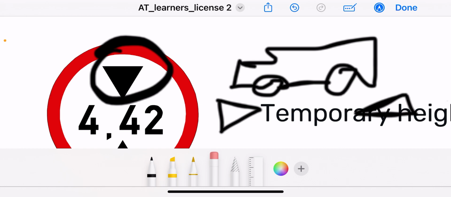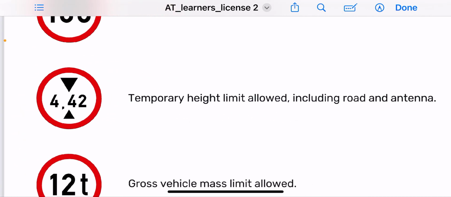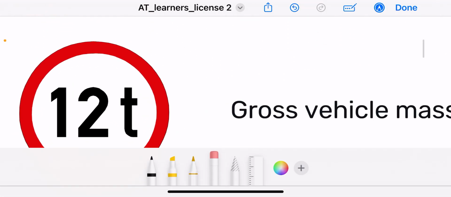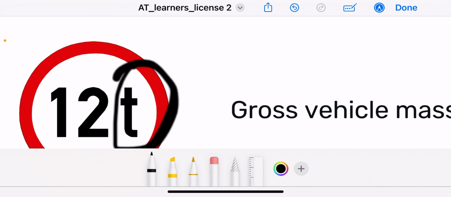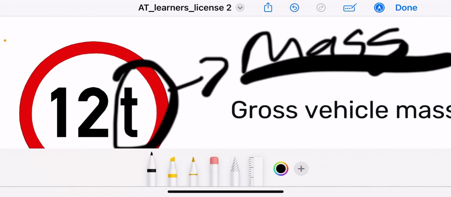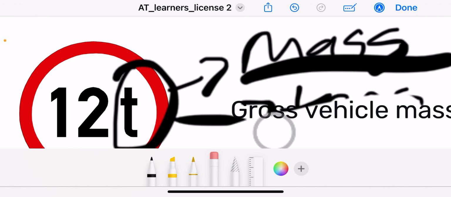Okay, moving right along, we're trying to push. Then you have 12T. I repeat, T is a unit measurement for mass. The T is for tons. Okay, tons. So how do you get tons?